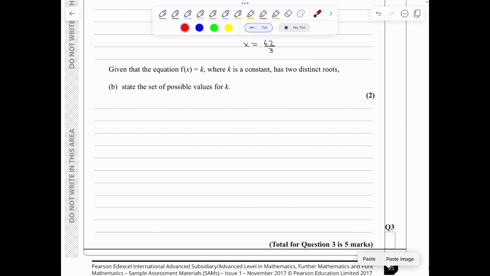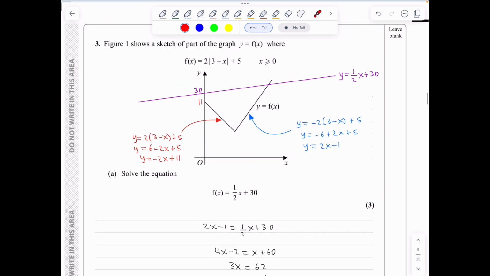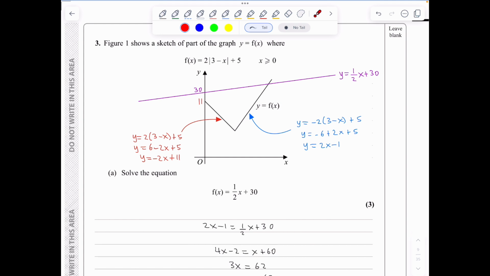In part B, we've got that the equation f of x is k, where k is a constant, has two distinct roots, and we need to state the set of possible values for k. So I will briefly go back to the diagram here. The line y equals to k is simply a horizontal line.